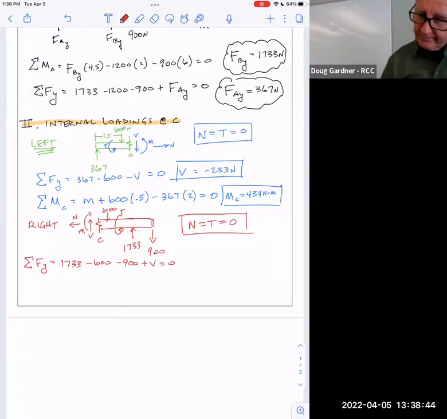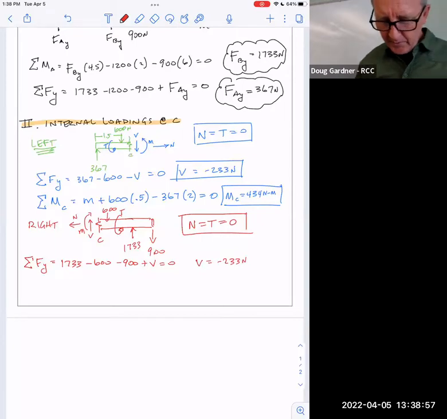Punch that in, you get V is negative 233 again. Now I'm doing a little rounding because that wasn't really 733, it was like 733 and a third or something, and so this actually could be off a little bit, but I don't think it is, but it could be. So you get the same exact answer again.